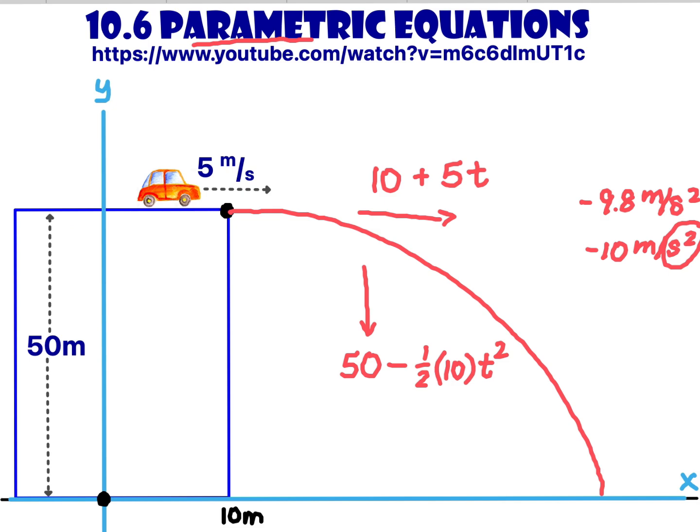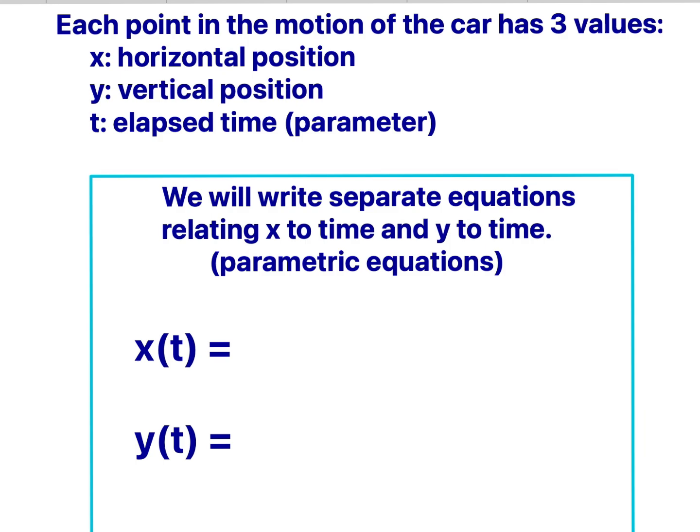And so that lends itself to making equations for the x position with respect to time and the y position with respect to time. And this is a set of parametric equations. So again, our x of t was 10 plus 5t, and y was 50 minus 1/2 of 10 t squared.